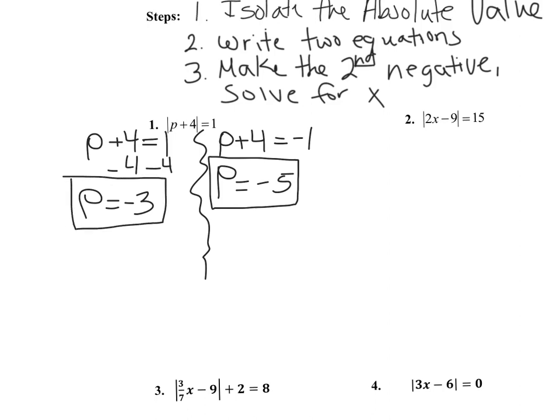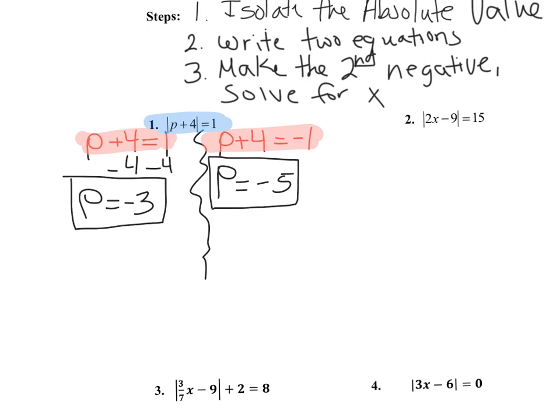We do need to go ahead and check our work, so that way we can ensure that these do work for the problem. So in order to check our work, we plug it back into the original equation, which was the absolute value of p plus 4 equals 1. We're not going to plug them into here. Do not plug them into these right here to see if they're going to work. You need to plug them in to this blue one, to the top one, okay?